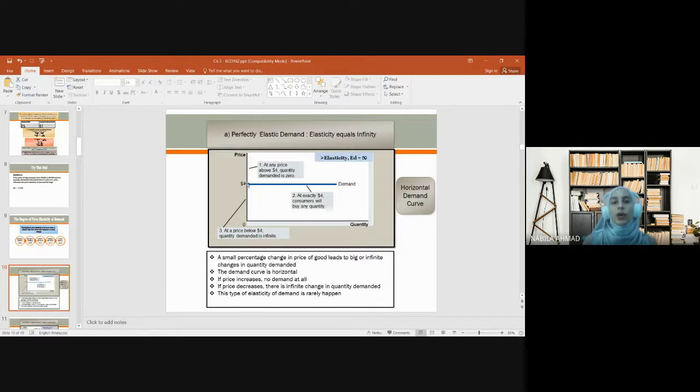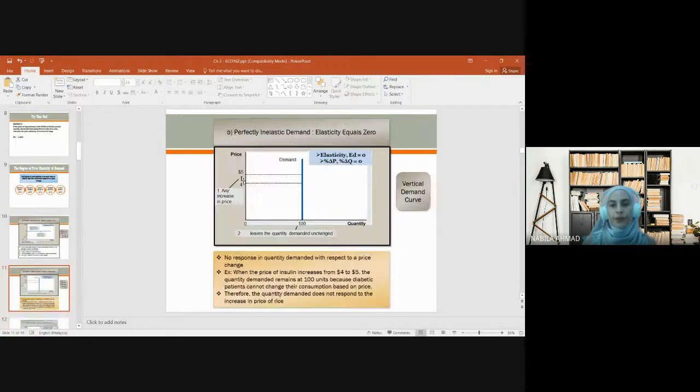Kalau harga turun walaupun sangat sikit, 0.0001%, so there will be consumer will demand all of the good. Tetapi kalau harga naik walaupun sangat sikit, there will be no demand at all. Maknanya consumer sangat sensitif dengan perubahan harga.